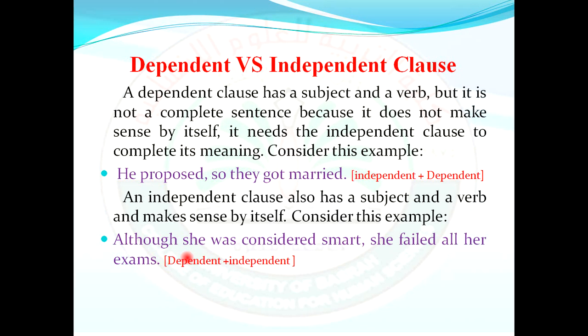An independent clause, on the other hand, also has a subject and a verb, but it makes complete sense by itself. So although she was considered smart, she failed all her exams. She failed all her exams is the independent clause, and it gives us a complete meaning.